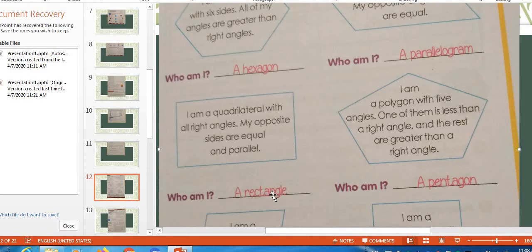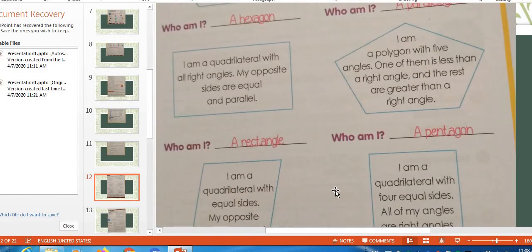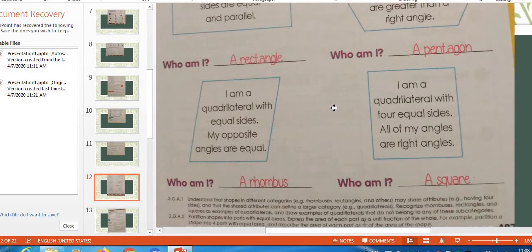I'm a rectangle, right? I'm a polygon with 5 sides. One of my angles is less than a right angle, the rest are greater than a right angle. But when I say I'm 5, it's a pentagon, right? Who am I? I'm a quadrilateral with equal sides. My opposite angles are equal. Of course, I'm the rhombus.